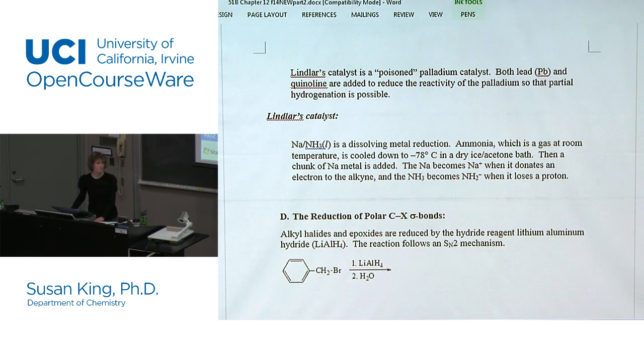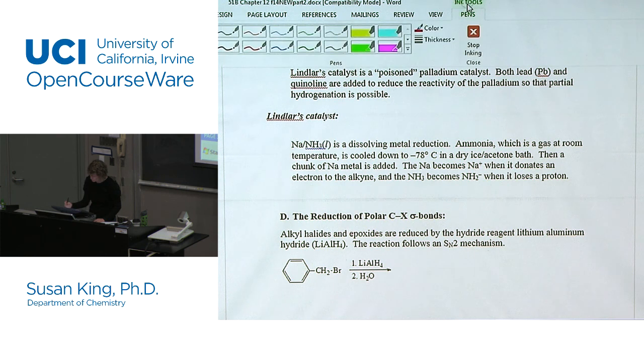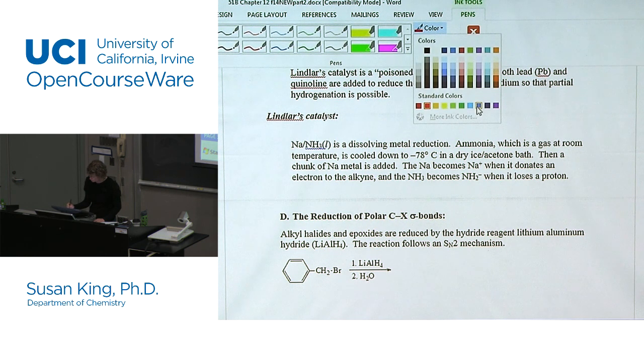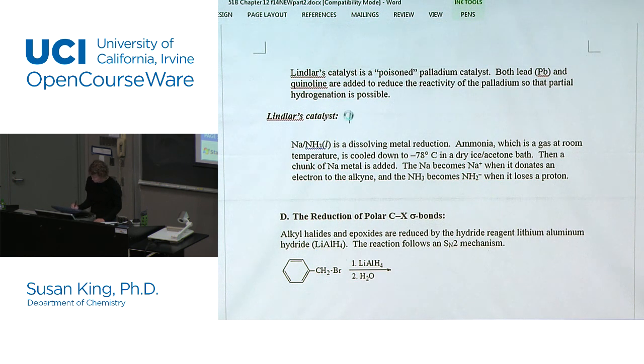Okay, so how do we poison palladium catalyst? We add lead and quinoline, and that reduces the reactivity. So here's Lindlar's catalyst. Don't try to find this in your book. They don't show you. And here's the way it works with me. You can just write Lindlar's catalyst. You don't need to draw out what all the reagents are. This is palladium on calcium carbonate.